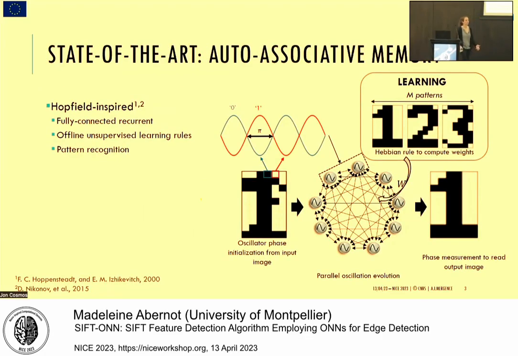Usually, oscillatory neural networks are used for auto-associative memory or pattern recognition, like Hopfield networks. If you couple all your oscillators together, you can memorize patterns inside your coupling by using unsupervised Hebbian learning. When you input a corrupted pattern, it will evolve in time and stabilize to one of the memorized patterns. The issue with this is that it uses a lot of synapses because it's fully connected. So we are trying to go beyond this behavior of oscillatory neural networks.